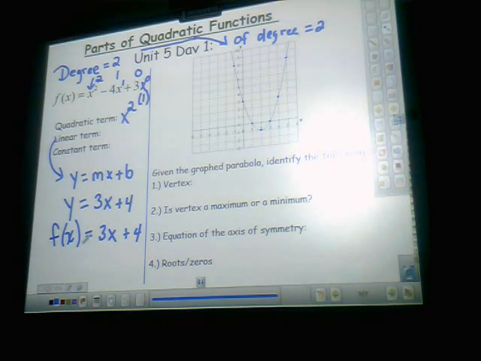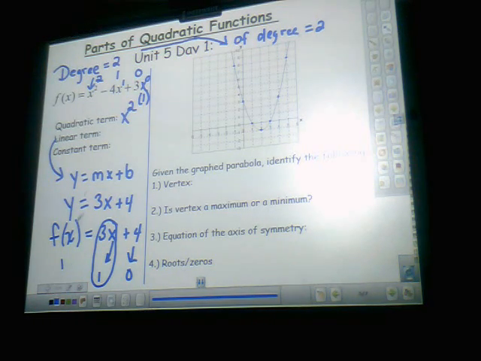Consider the degree. The degree of 3x is 1. The degree of 4, once again, is 0. And the term with the greatest overall degree is 3x, and the degree is 1. That's what makes this a linear equation. The highest overall degree is 1.